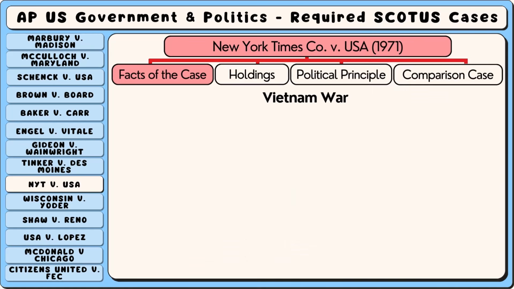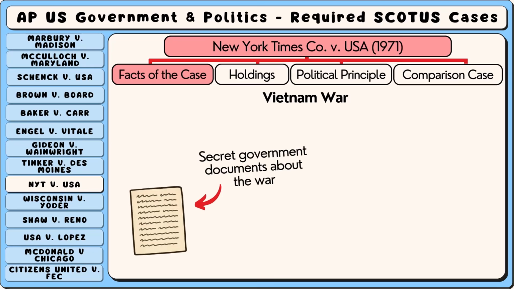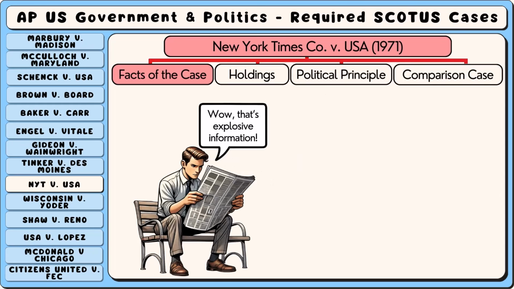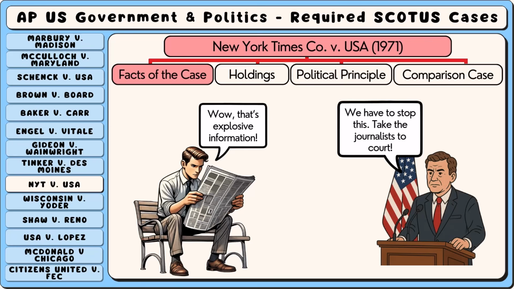In the early 1970s, during the Vietnam War, a former government worker leaked a huge collection of secret government documents to the New York Times and the Washington Post. These documents later became known as the Pentagon Papers. They showed that the government had not been fully honest with the public about the war. When the New York Times began publishing parts of the Pentagon Papers, the federal government demanded that the newspaper stop immediately. The government claimed the information could harm national security.